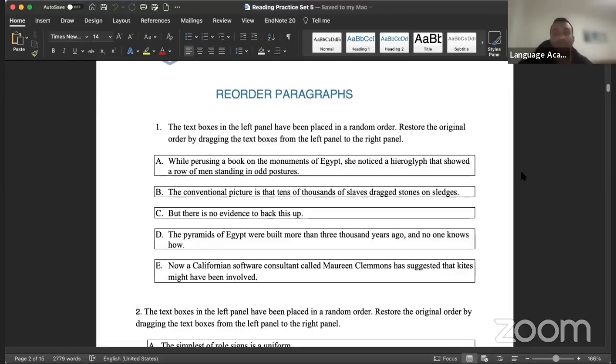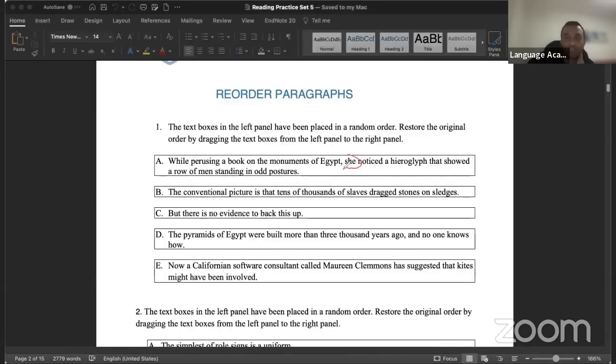Okay, let's start. First of all, with the standalone sentence, I think it is a very easy one. After that, it was a little bit tricky. All right, let's see. He's saying that while pursuing a book on the monuments of Egypt, she noticed a hieroglyph that showed a row of men standing in odd postures. Okay. Who is she? I don't know. So I won't be using that one as my first sentence, right?